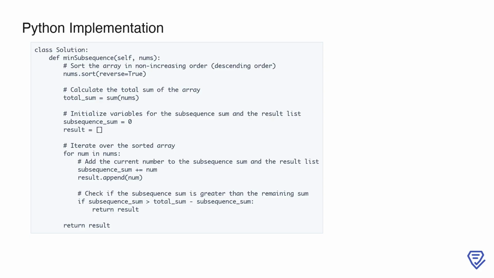4. Building the subsequence. We iterate through the sorted array. For each number, add it to the subsequence_sum. Append it to the result list.